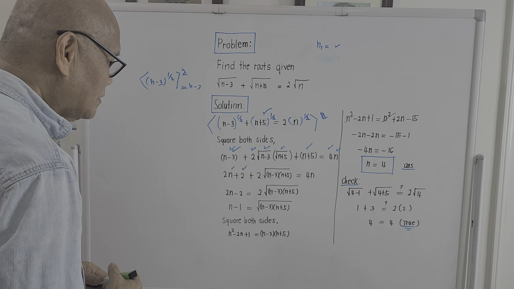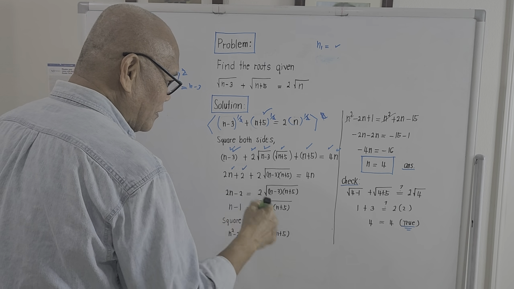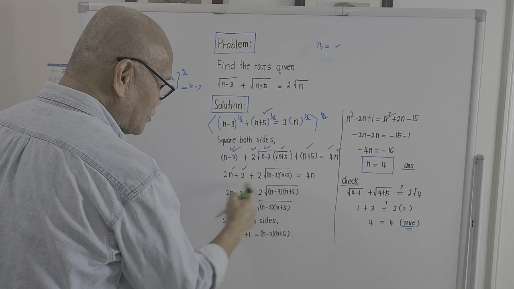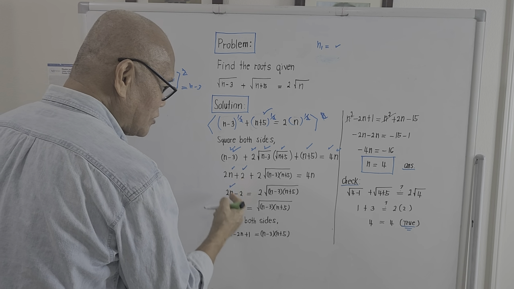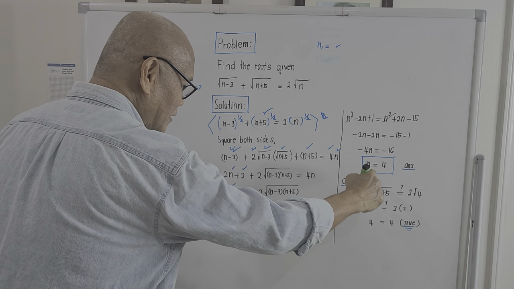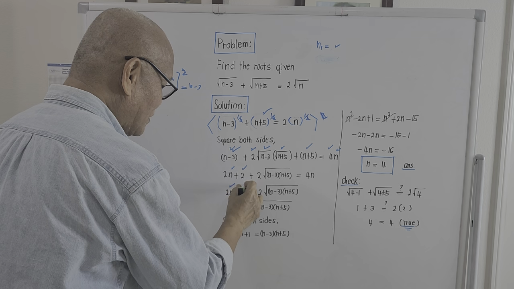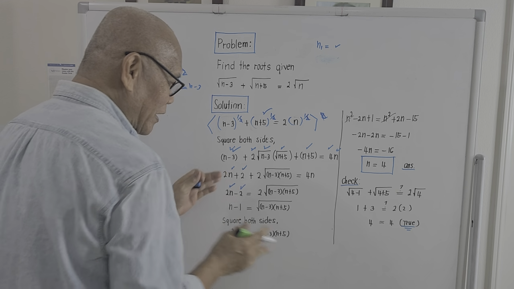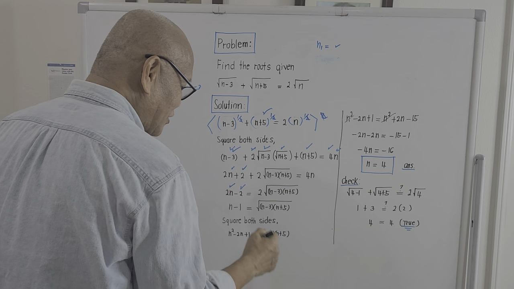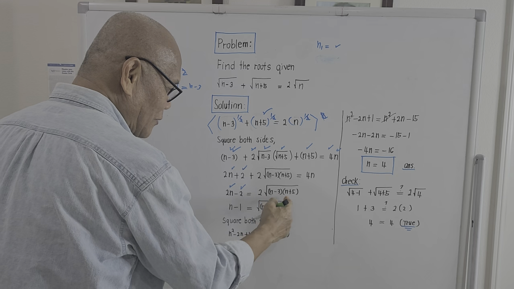What will be next? We transpose this to the right. So 4n minus 2n will be 2n. We transpose this to the right. Then we rearrange. So this will now be minus 2. We maintain this one on the left, but we rearrange. We put it on the right. So this will now be twice the square root of n minus 3 times n plus 5.